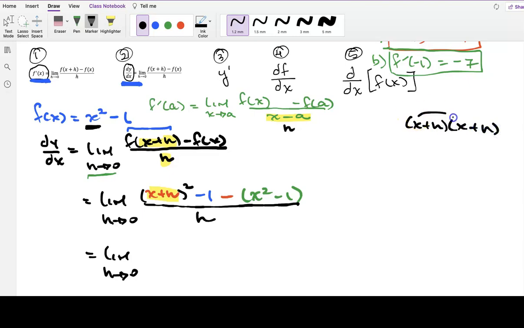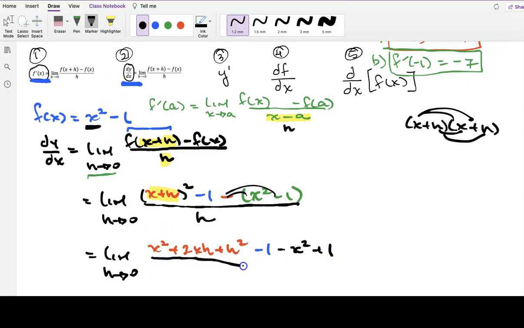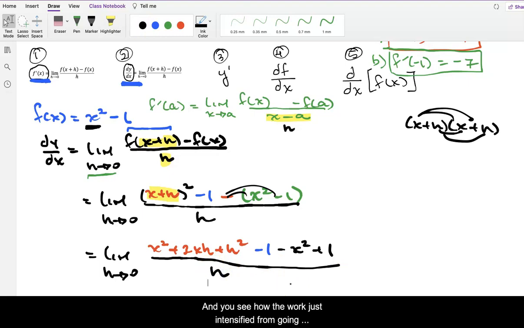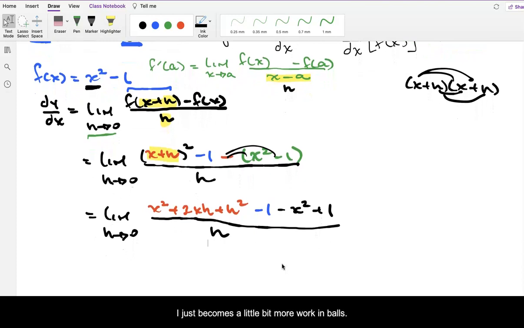x plus h, distribute, distribute, distribute, distribute, combine like terms, you're going to get x squared plus 2xh plus h squared. This is still the minus 1. And then when you distribute here, you get a minus x squared plus 1. And then that's still going to be all over h. And you see how the work just intensified from going from linear to quadratic? So imagine if this becomes cubic or this becomes radical. It just becomes a little bit more work involved.